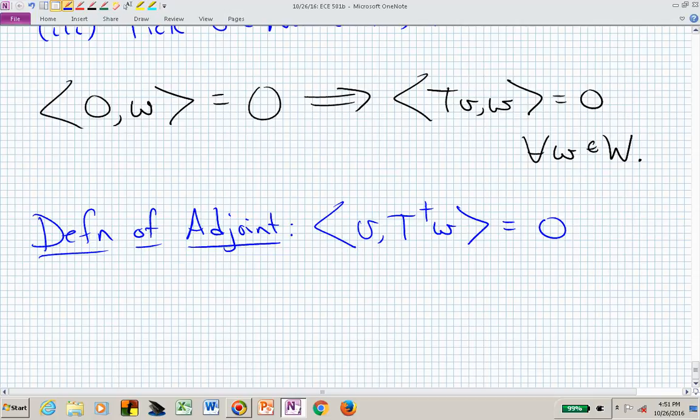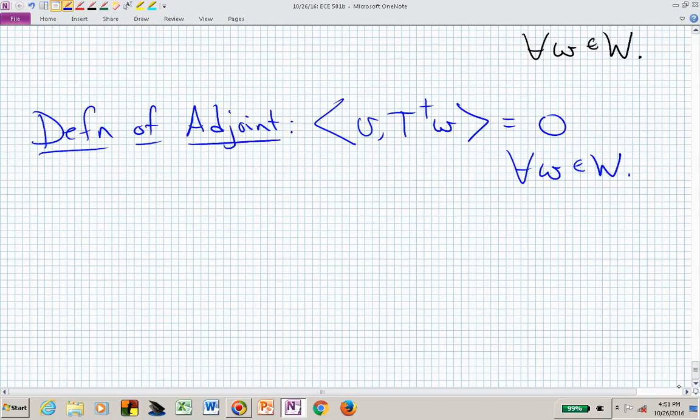And which W is that true for? By definition of the adjoint, that has to be for all W again. So this is true for all little w in W. And what does that tell you about V? Where does that live? Well, V is somehow orthogonal to T dagger W. But what's T dagger W produce if we're hitting it with all W's?